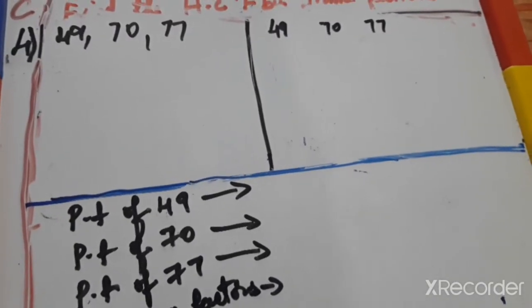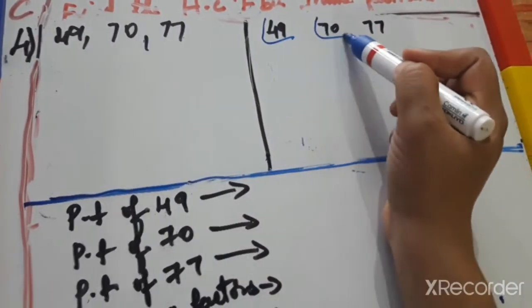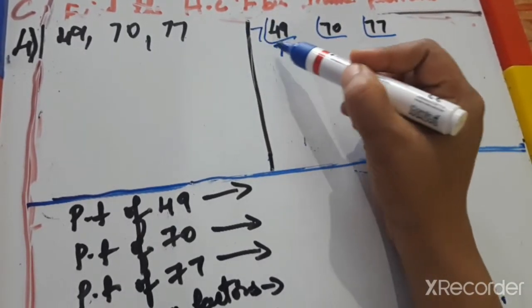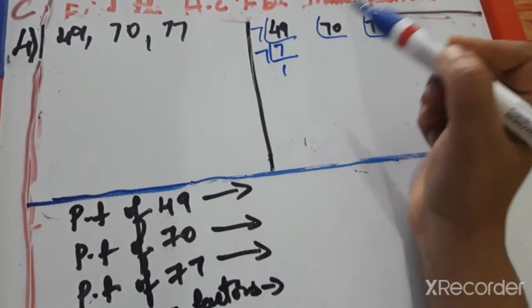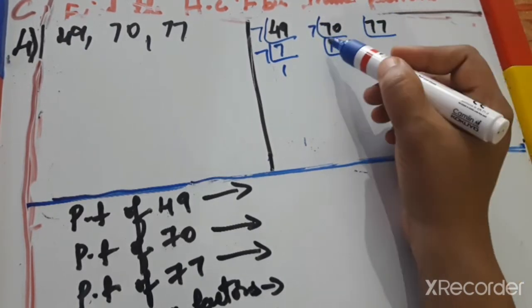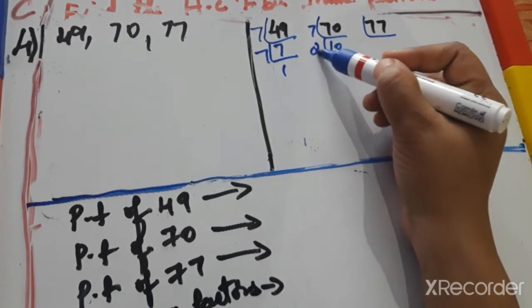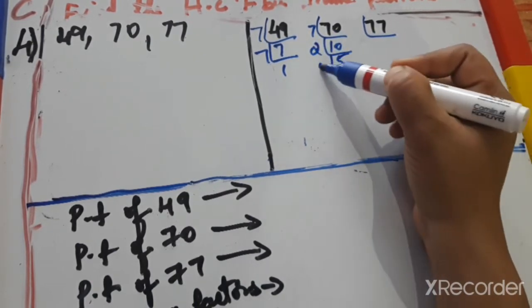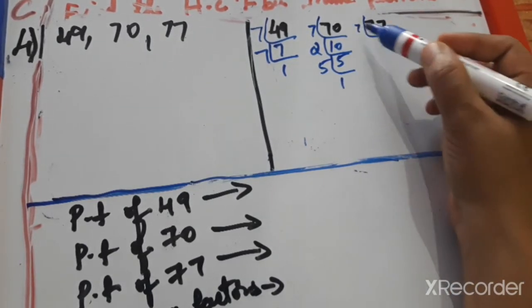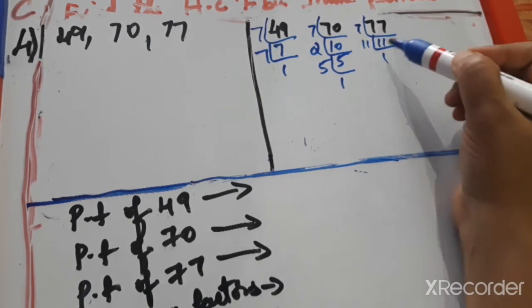Now the fourth question, 49, 70, 77. Find the factorization with the division method. 49, which table? 7 sevens are 49. Again 7 ones are 7. 70 will multiply, again 7 ones are 7, 7 tens are 70. We can't take 10 here because we want only prime numbers, so divide with 2. 2 5s are 10. 5 ones are 5. And 77 will multiply with 11 out of 7. 7 11s are 77 and 11 ones are 11. 11 is a prime number.